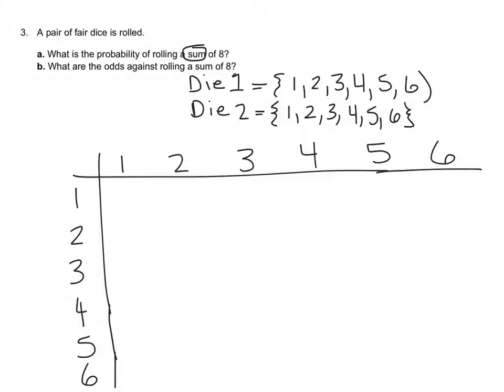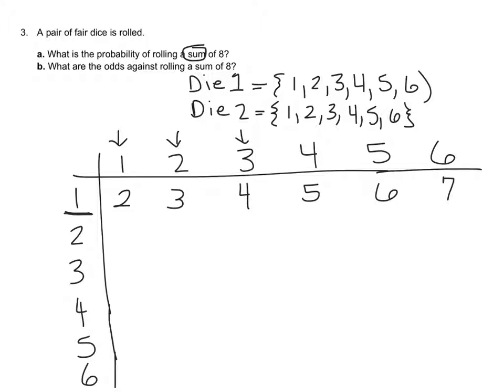So the first sum is the sum of having a 1 on the first die and a 1 on the second die. So 1 plus 1 is 2, so I'm going to write a 2 here. My second sum is having a 1 and then a 2, and 1 plus 2 is 3. My third is a 1 and a 3, so that would be a sum of 4. And I can continue this, writing a sum of 5, 6, and 7 for my choices.